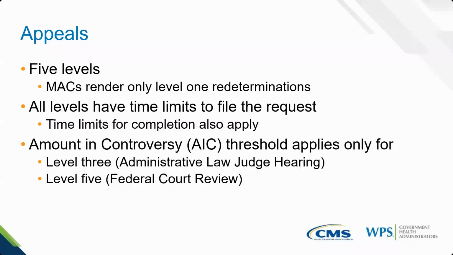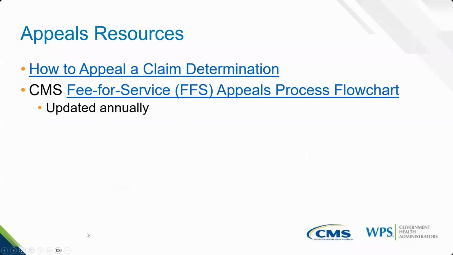There are 5 levels of appeal, as I mentioned. That first level is the redetermination, but for all 5 levels of appeal, there are time frames that apply when submitting an appeal request. Additionally, there's a minimum amount in controversy that applies to level 3 and level 5 appeal. You can combine like denials or similar types of denials on more than one claim to reach the amount in controversy. There's a lot of great resources out there available for appeals. We could go on and talk about only appeals for the next 60 minutes if we had that amount of time, but we don't today.